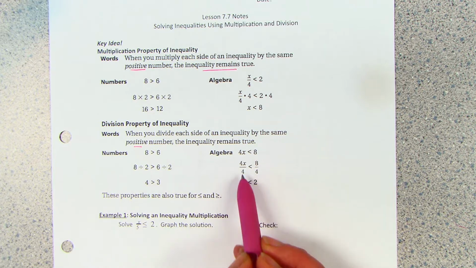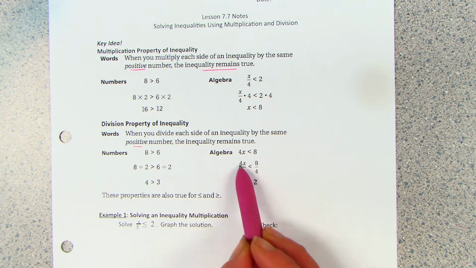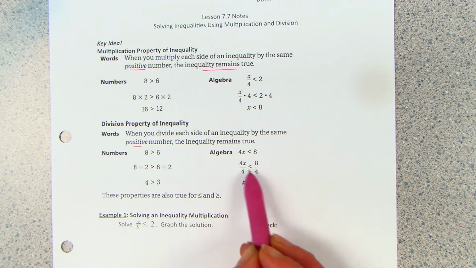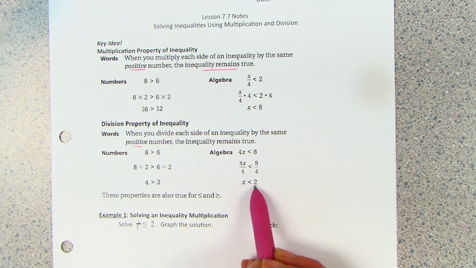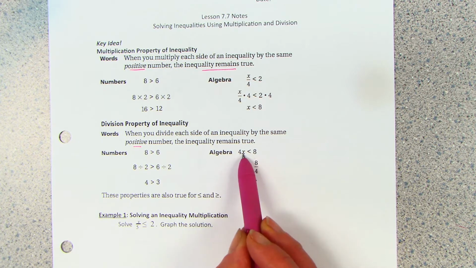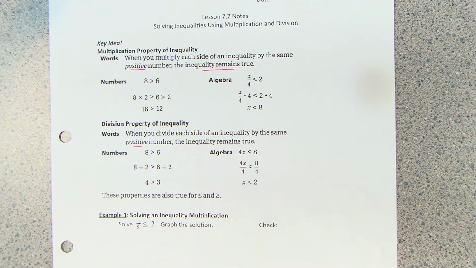Algebraically, if I have 4 times some number x, and that's less than 8, then if I want to make the 4s cancel out, I divide by 4, and now I've got 4x divided by 4. That leaves 1x, and 8 divided by 4 is 2, so x is less than 2. This should still be true. Let's check. Let's put 1 in there. 1 is a number that is less than 2. 4 times 1 is 4. Is 4 less than 8? Yes, it is. So that inequality is still true.